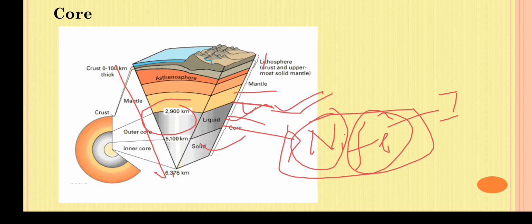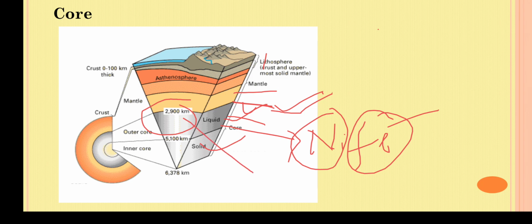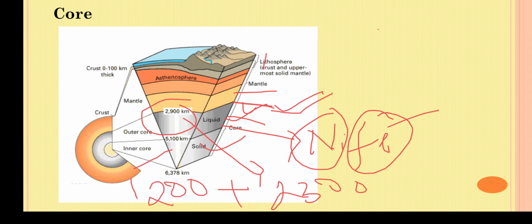And this one part, which one? The outer core represents a thickness of about 2300 kilometer, and this inner core is about 1200 kilometer. So combined it is about 3500 kilometer approximately. So it is the total thickness. So this is all about the interior of the earth.